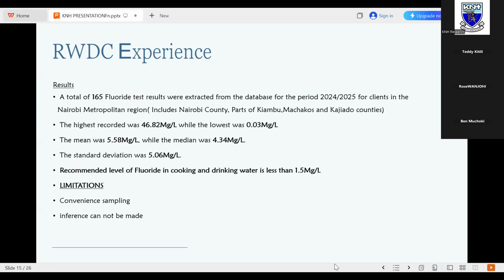So we took a total of 165 fluoride test results. And what we found is that the highest recorded was 46.82 milligrams per liter, whereas the lowest was 0.03. The mean was 5. You can see it is very high. Remember, we are saying that the fluoride level in cooking and drinking water should not be more than 1.5 milligrams per liter.